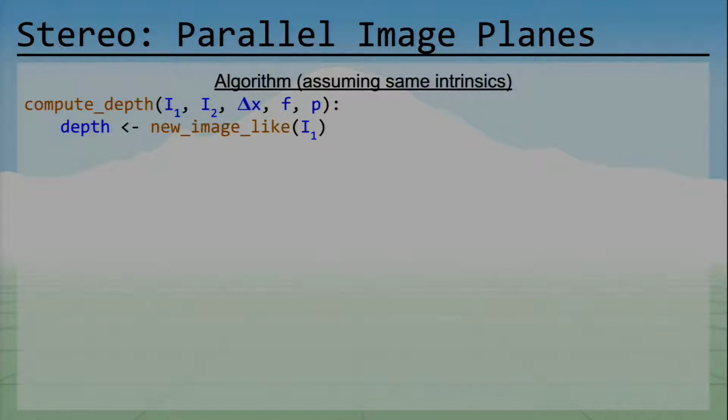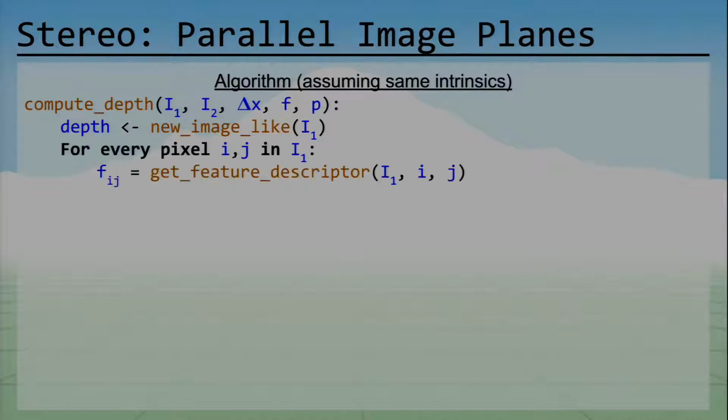Okay, so we're going to compute the depth for every single pixel in our image, so this is going to be dense. We're going to start with a depth image that's the same size as our first image, and our first image and second image are the same size because we're assuming the same width and height. We're going to iterate over every single pixel ij in the first image, and get some sort of a feature descriptor for that pixel. So this is: get the feature descriptor at pixel ij in the first image.